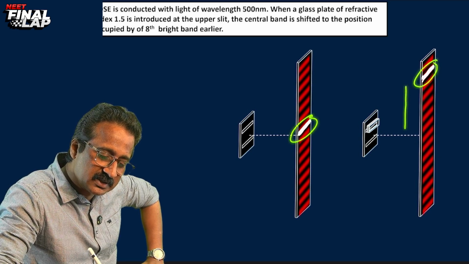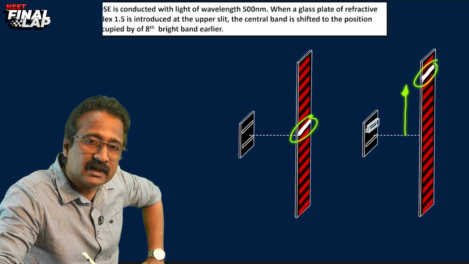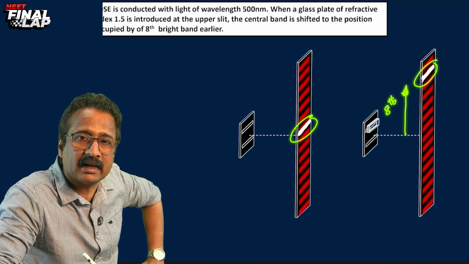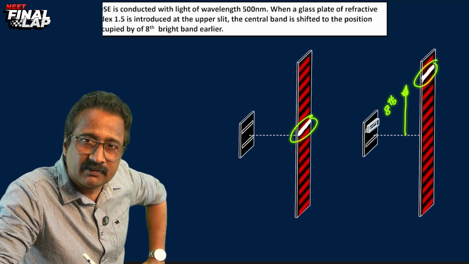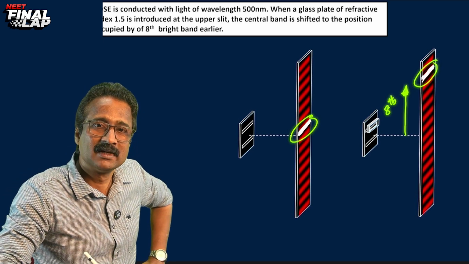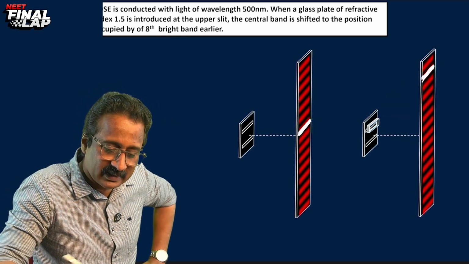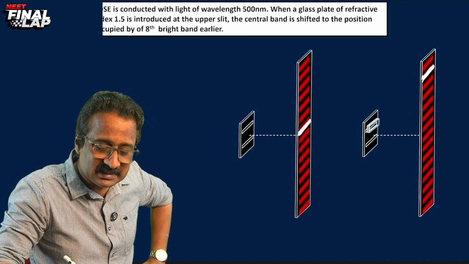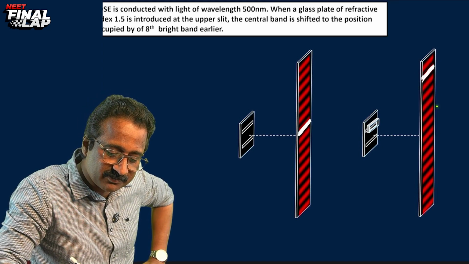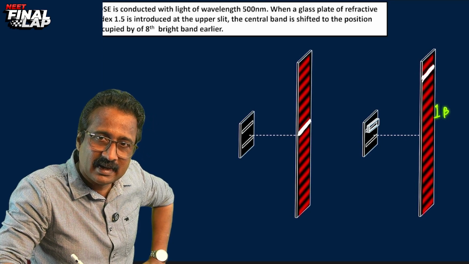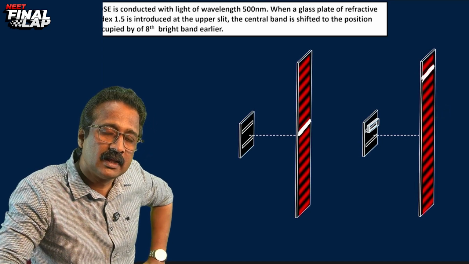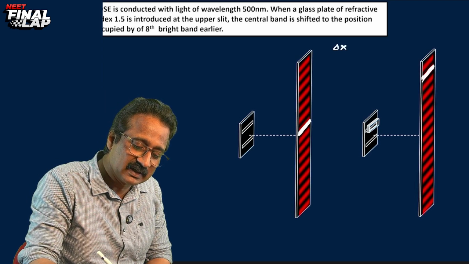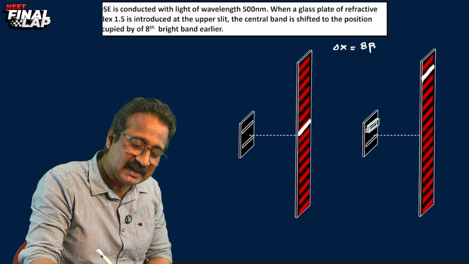So this shift, how much is this shift? They say that it is shifted to the 8th bright band, that is, to where the 8th bright band was earlier. So they are clearly telling how much the shift is. If it has shifted to the 8th bright band, the total shift is 8 beta, because if it shifted to the 1st band, the shift would be 1 beta. So if it shifted 8 bands, certainly the shift is 8 beta. So what they have directly given is that the delta x in the experiment is 8 beta.